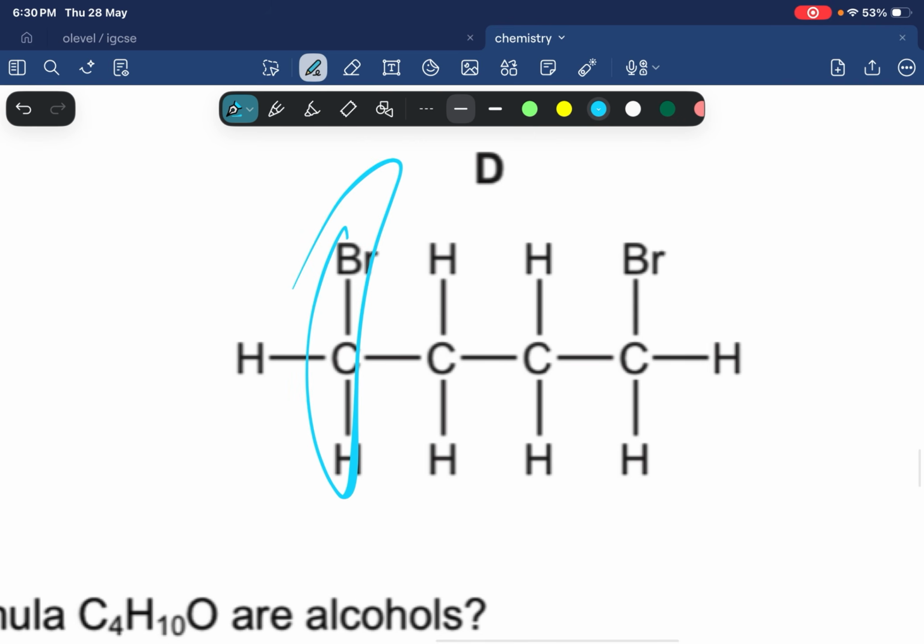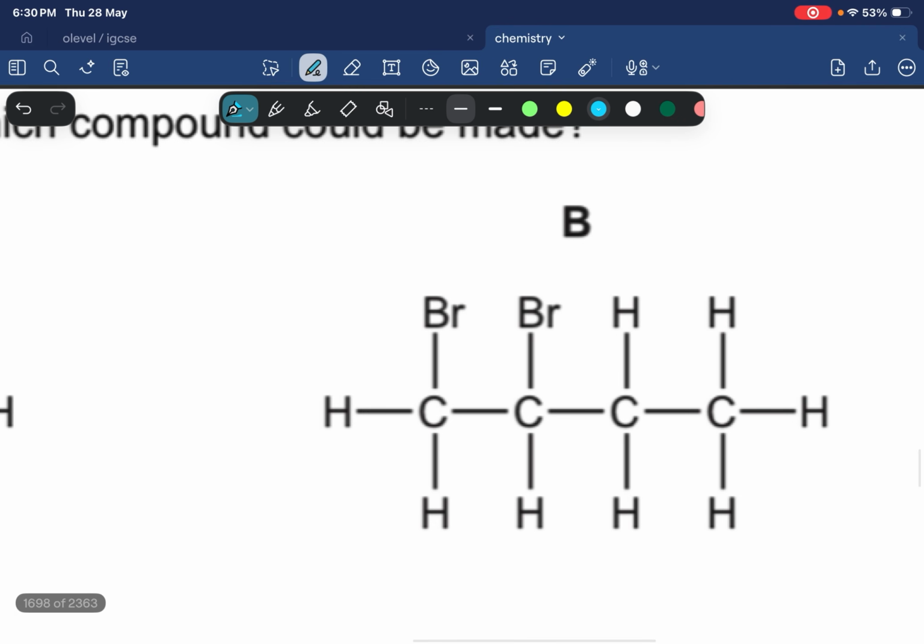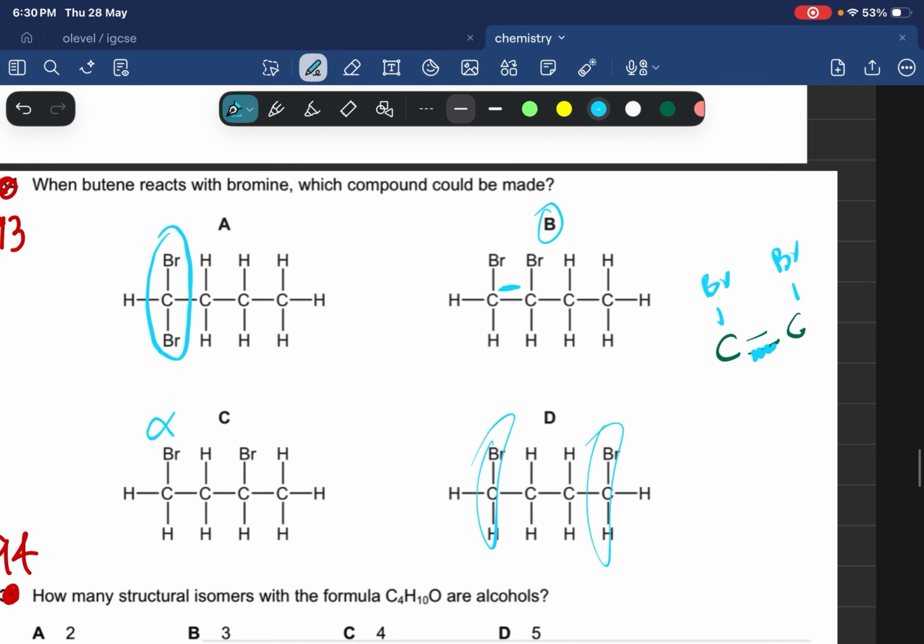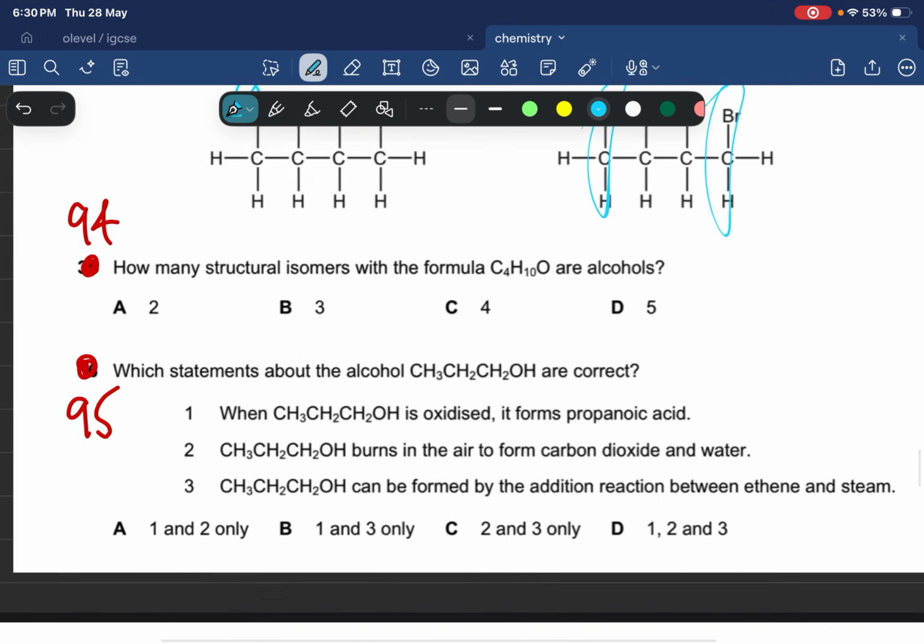How can the first and the last carbon form this? So it's going to be this. There was a double bond here. Got it?